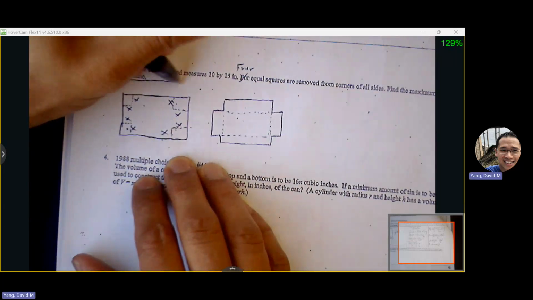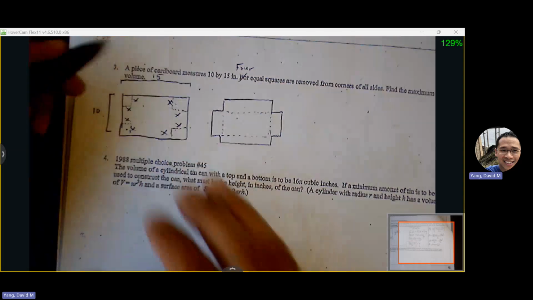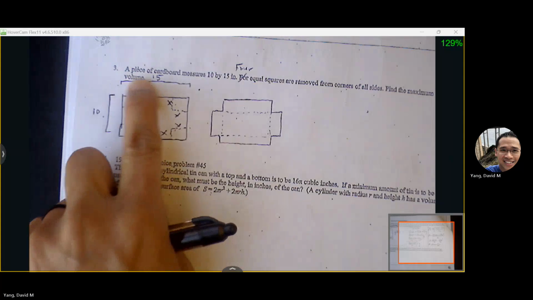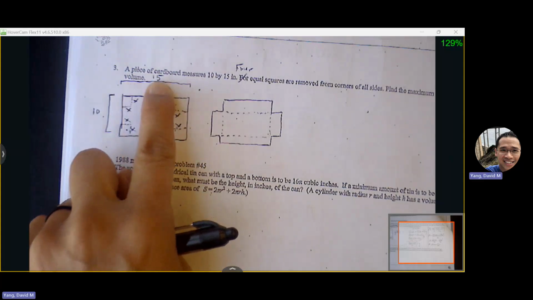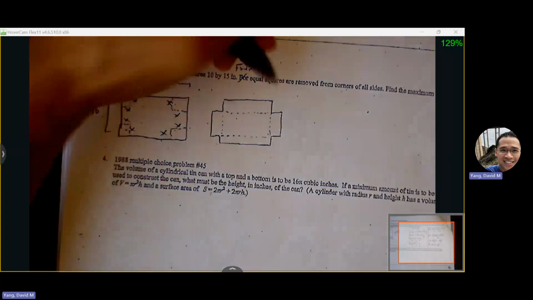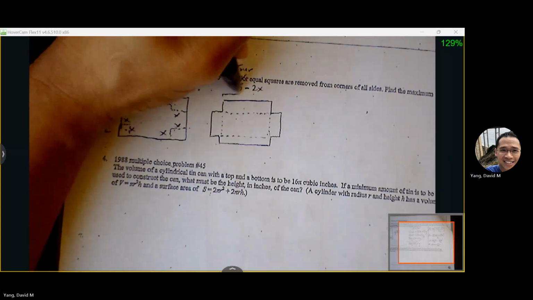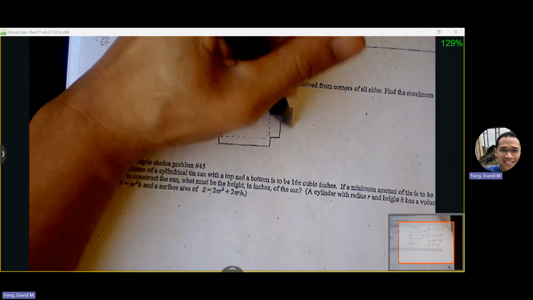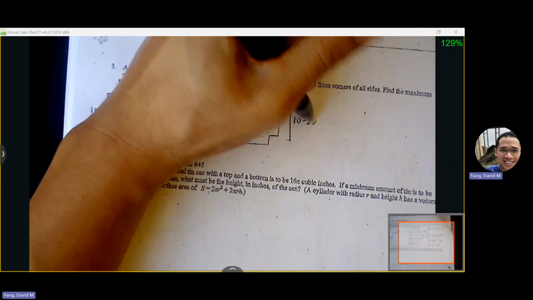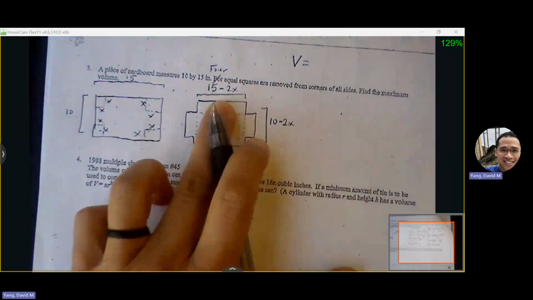So let's say this started off with a length of 15, and this starts off as a length of 10. If I were to cut out equal sides, what is the 15 going to be represented by? This length is no longer 15. It's going to be what? 15 minus 2x. Yeah. And this side is now going to be what? 10 minus 2x.